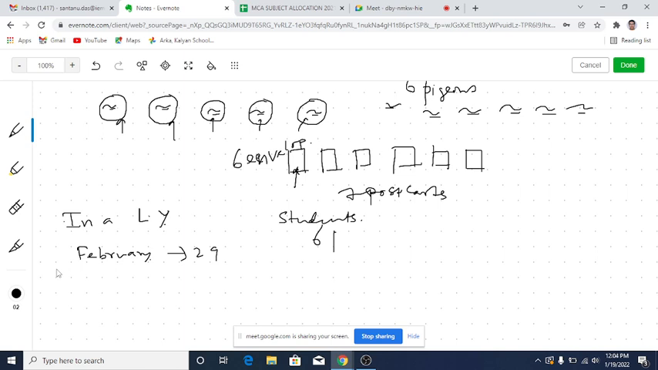It may happen that all 61 students have their birthday on one day, it may happen. But if I would like to try to distribute them uniquely, then what is the possibility that at least 3 students will have their birthday on a single day? There is a possibility. Have you got my question or not?